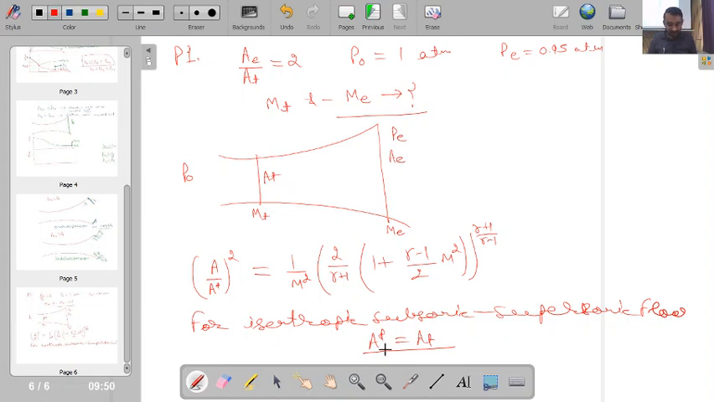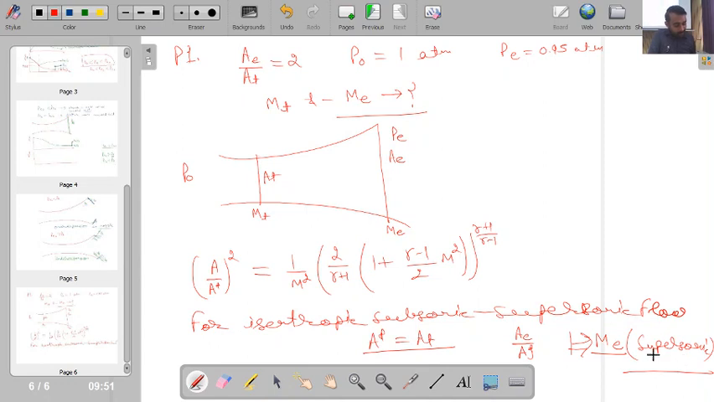So here if I put this condition, AE by A star is given. If I put AE by A star, I will be able to find out the Mach number at the exit. Is this point clear? So from this relation I will get the Mach number at the exit for the supersonic flow situation. So this Mach number will be nothing but the supersonic Mach number. Is this point clear?